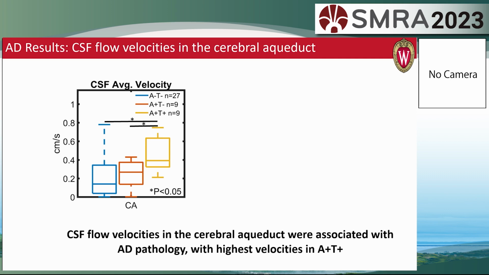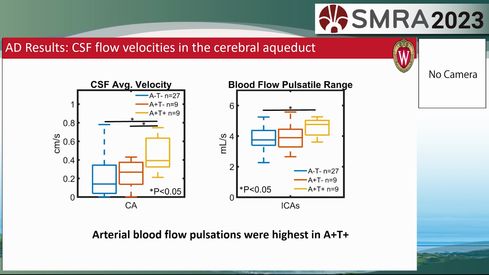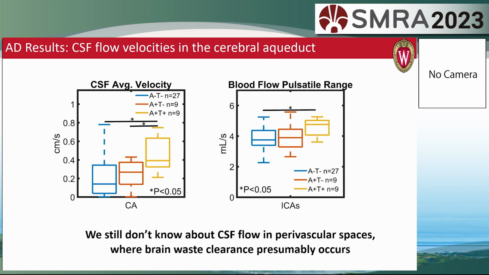And here we have some of our findings. In this plot, I'm showing you the CSF flow velocities in the cerebral aqueduct as a function of these three groups. What we saw was that CSF flow velocities were associated with AD pathology, with the highest velocities in those that had more AD pathology, in this case amyloid and tau. And from our blood flow imaging, we also saw that the groups with more AD pathology had higher arterial blood flow pulsations. But we still don't know anything about CSF flow in the perivascular spaces where brain clearance presumably occurs.